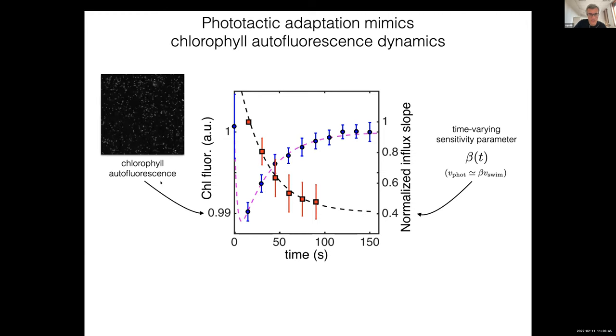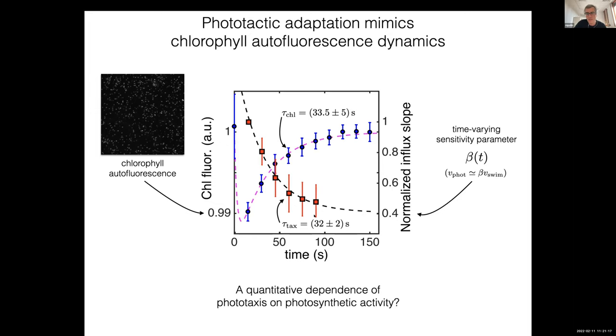This curve here is the chlorophyll autofluorescence of cells which were exposed to the same series of cycles of illumination. And they really are the same. These are completely different measurements: one is motility, the other is a proxy for photosynthetic activity, but they adapt to light with the same dynamics.